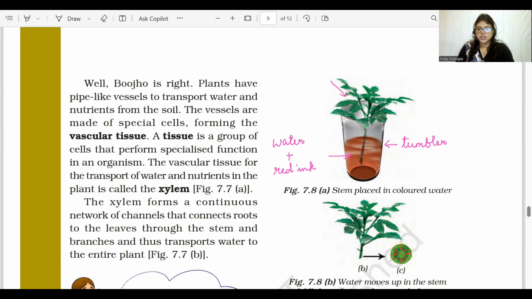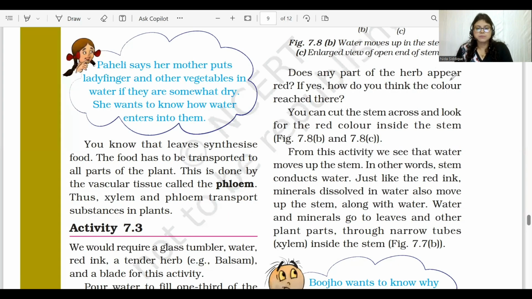Then we have taken a herb and cut its stem diagonally. We have put this plant, or you can say a herb, inside this glass tumbler. Let's see what happens. Does any part of the herb appear red? If yes, how do you think the color reached here?